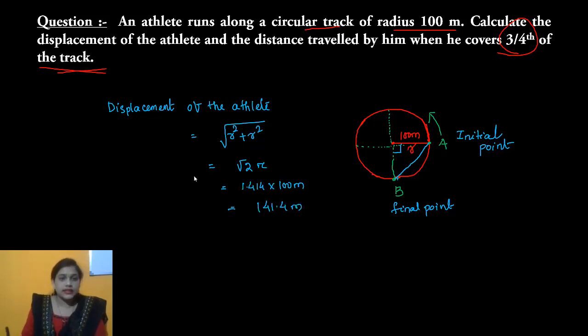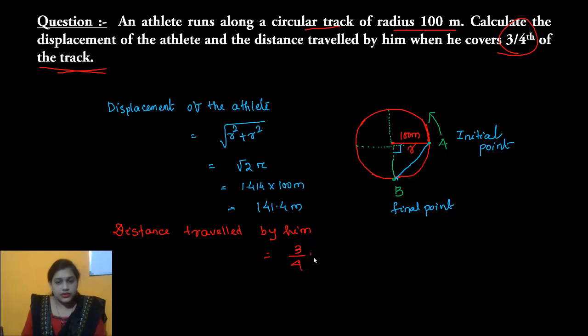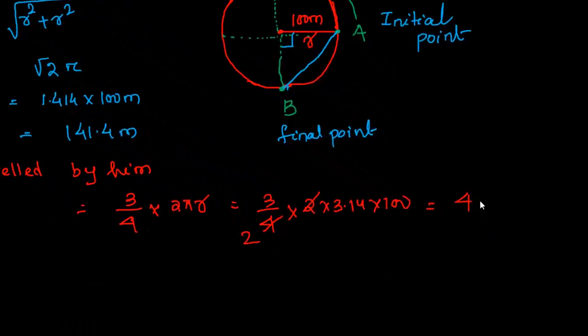Very easy. Now we have to calculate the distance. Distance travelled by him is equal to 3/4 of its circumference. Okay, he covers 3/4 of the circular track. This is a circle, so 2 pi r is the total circumference, and he covers 3/4 of its circumference. So this is 3/4 into 2 pi r. Then by calculating the value, we get 3/4 into 2 into 3.14 into 100. Two 2s are 4. Again, if we divide, we get 471 meter.